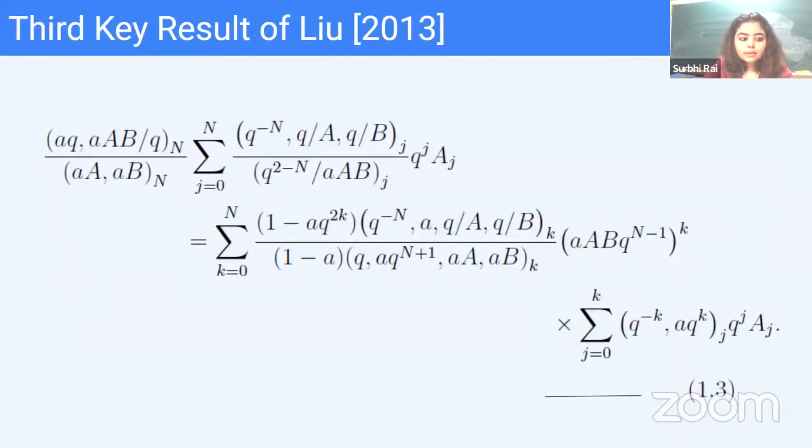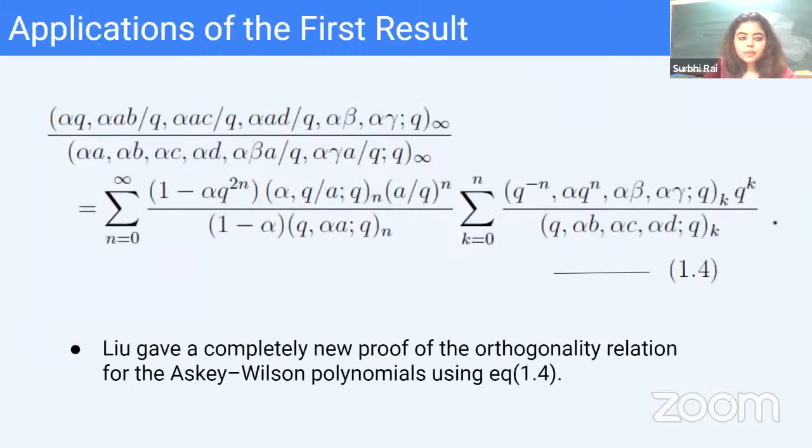This is the third transformation formula. Here also we have a general complex sequence a_j, and we see that this can be expressed as a double summation of this form on the right hand side. Let's look at the applications of these three key results of Liu.